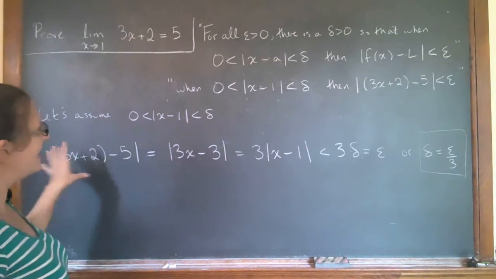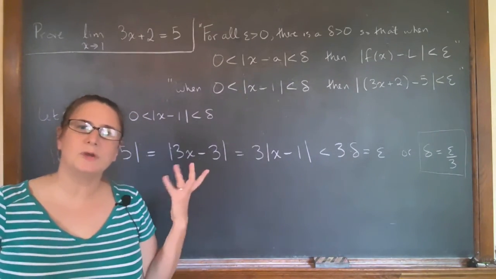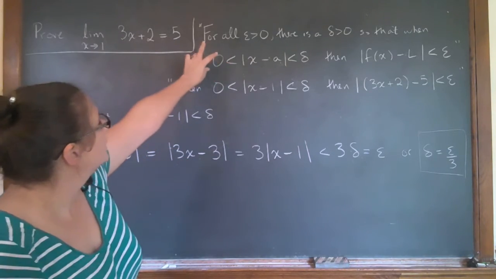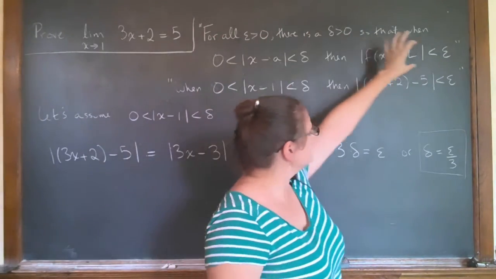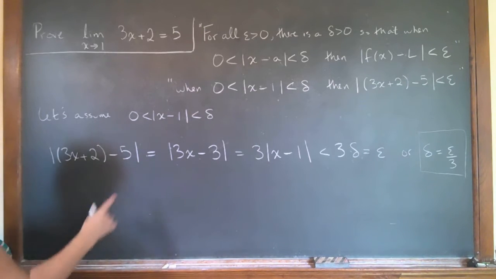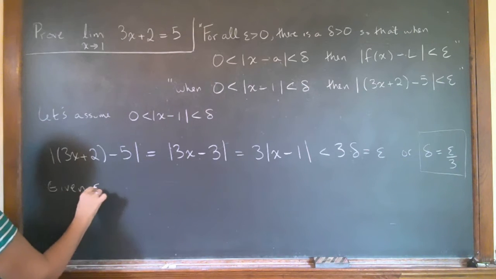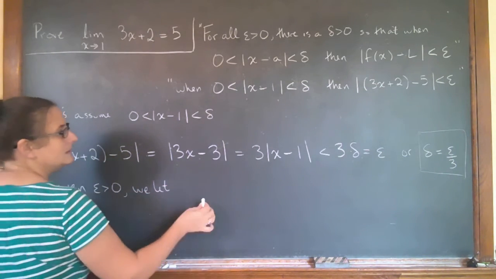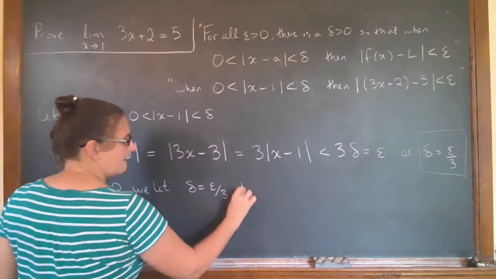Okay, so, and this is essentially my proof, but it would be really nice to write it out in a very nice way. In other words, like more or less what's written up here. So I can kind of rewrite this, or I can just say that, right? So I can say, given epsilon greater than 0, we let delta equal epsilon over 3.